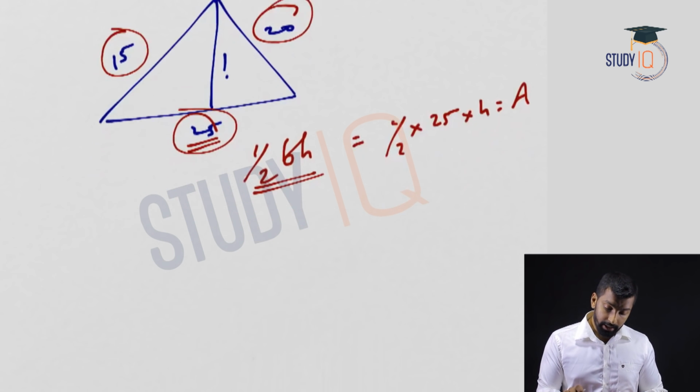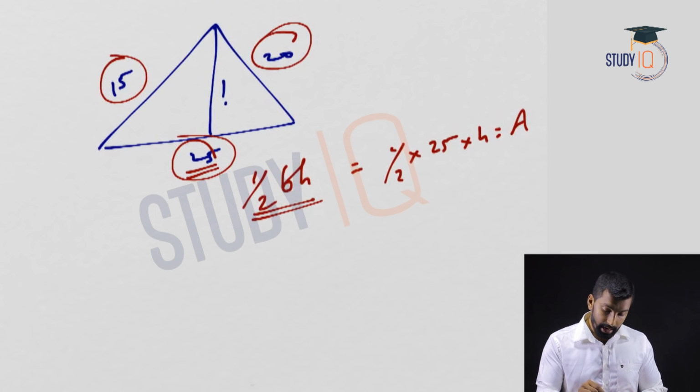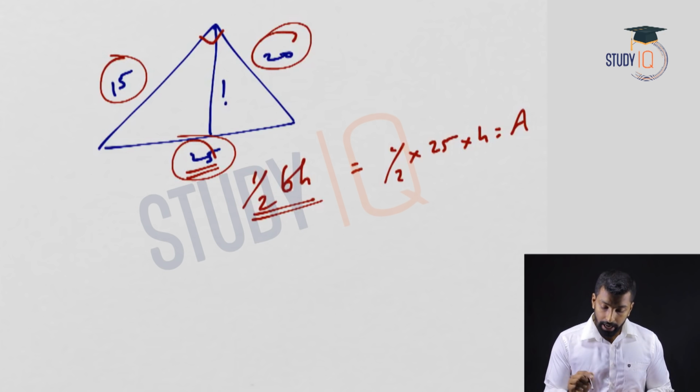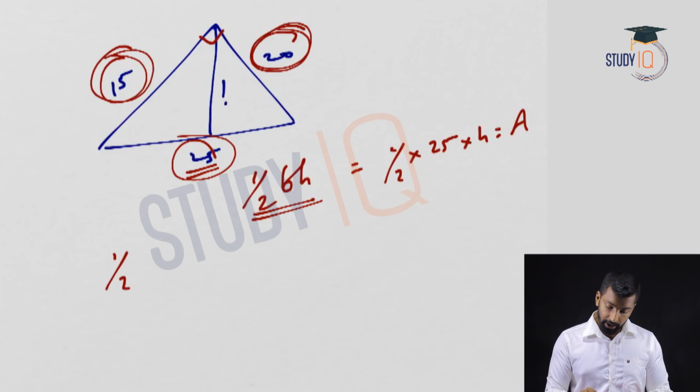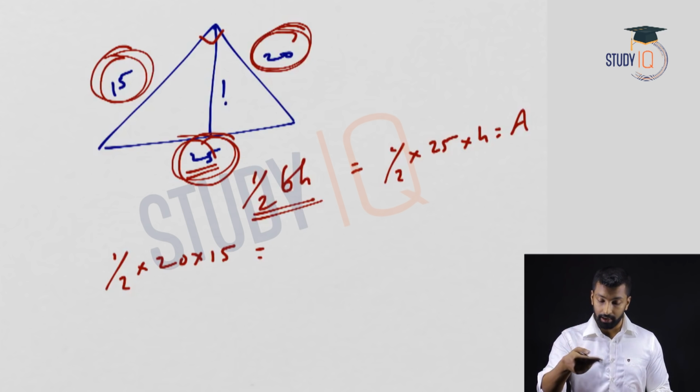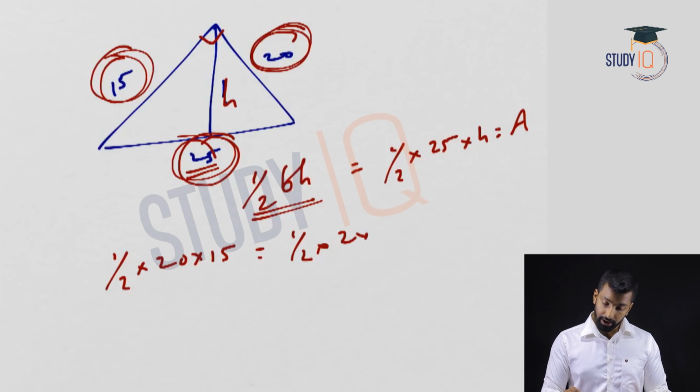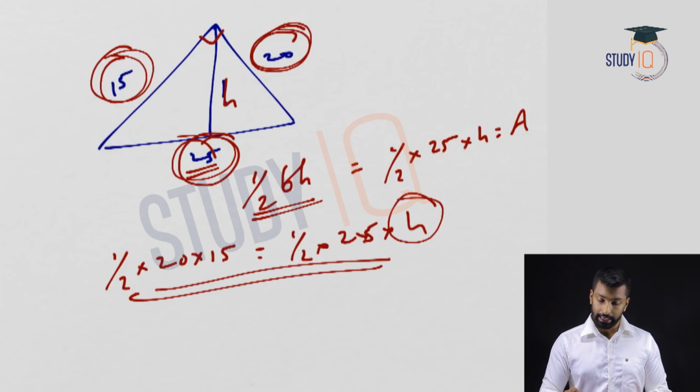So here the alternate method will be like this. This is the right angle triangle, right? So how can you equate? You can consider this 20 as base and this 15 as height. Then half into 20 into 15 is equal to, you can equate like this, 25 as the base and height as this, so half into 25 into h. Then there is only one unknown. You equate this, you'll get the answer faster. You'll get it as 12.